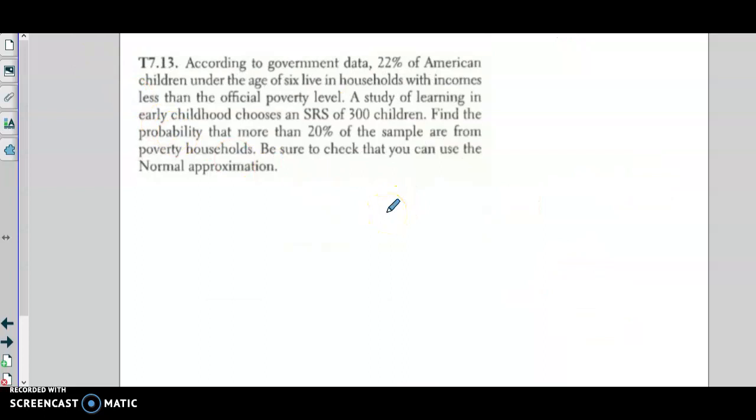13, now we're about proportions because I see percents. According to government data, 22% of American children under the age of 6 live in households with incomes less than the poverty level. So that's my population proportion p. It'll be 0.22. A study of early childhood chooses an SRS of 300, so that's going to be n.